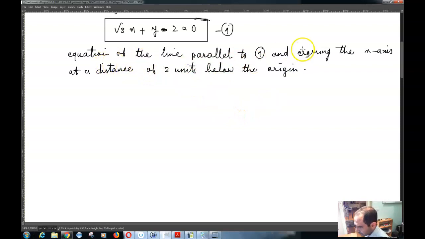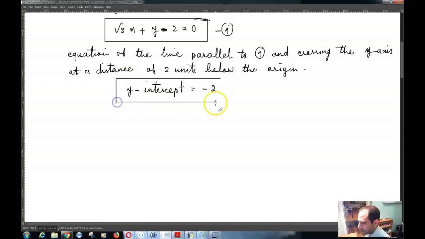So crossing the y-axis at a distance of 2 units below the origin, that means that your y-intercept is equal to negative 2. Since the line is parallel to this line, they have the same slopes. So if you can find the slope of this line, then you will have the slope and the intercept, and then you can use the slope-intercept form of the equation of a line to find the equation of the new line.